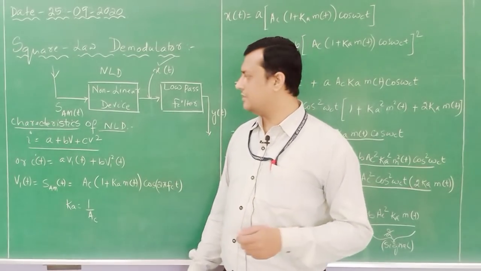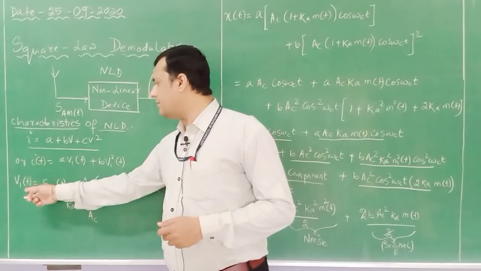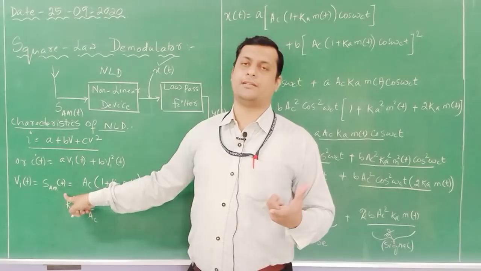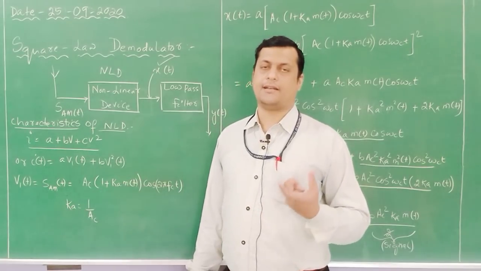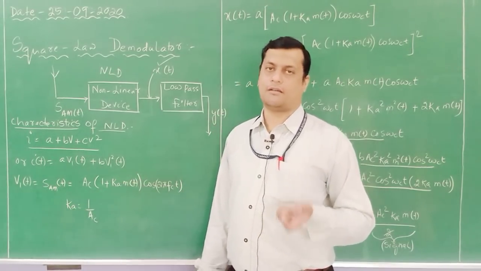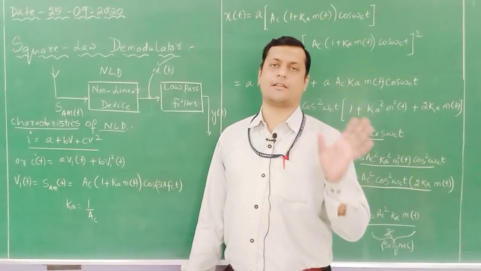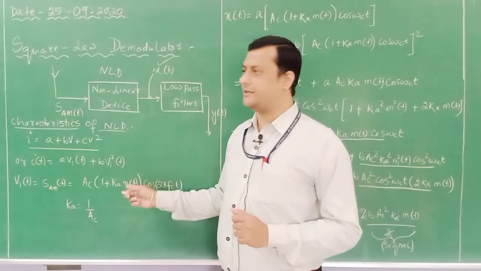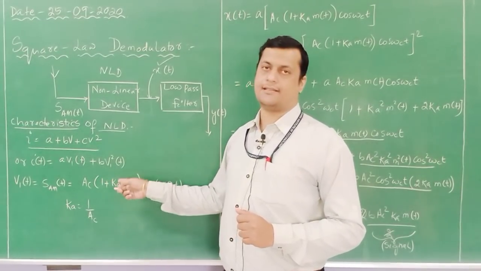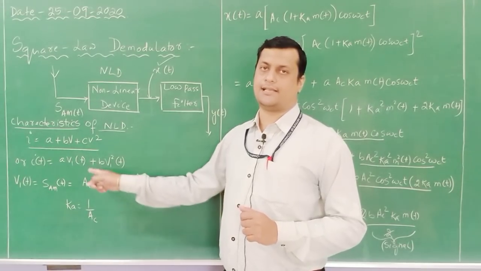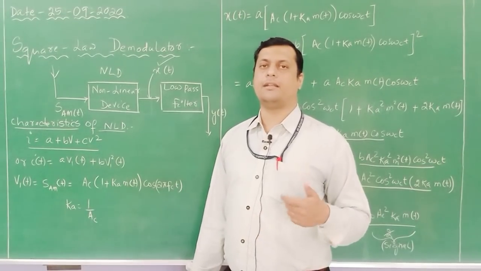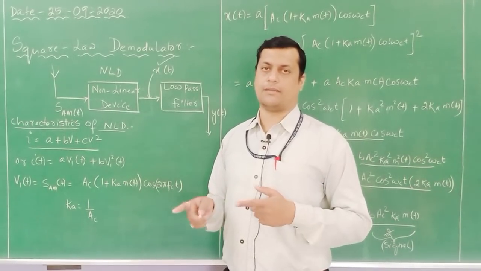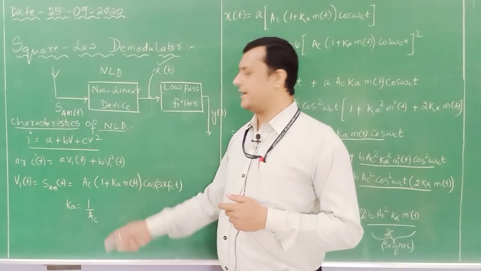Here V1 of t is nothing but the received AM signal. The AM signal can be represented in many ways: in terms of modulation index, in terms of amplitude sensitivity, or in a general representation. Here I have written it in terms of amplitude sensitivity. You can take this AC inside; K equals 1 by AC will cancel out. It will give the general equation, AC plus m of t, whole multiplied by cos omega ct. This is the AM signal.